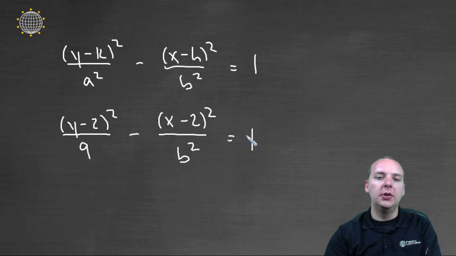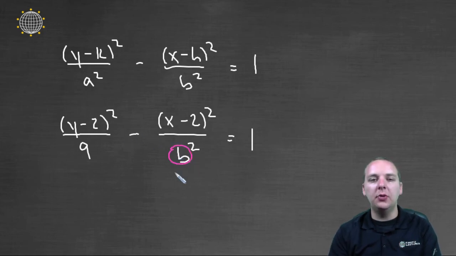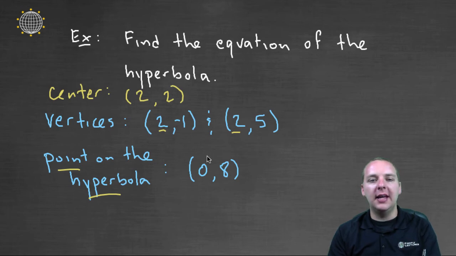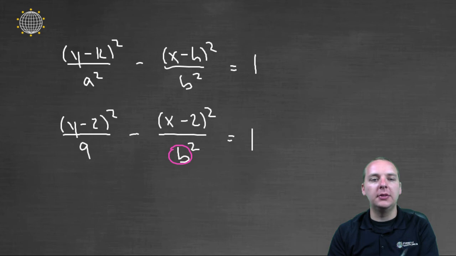equals 1. So the only thing I don't know right off the bat, and if I knew this I would be done with the problem, is b. I don't immediately see anything that will help with that. But what I do have, don't forget, is this extra point (0, 8) that I haven't used yet. And what this means is that when x is 0, y will be 8. It's pretty straightforward. So let's see if we can use that to our advantage. Let's let x be 0 and let's let y be 8. All right, let's see what that yields.